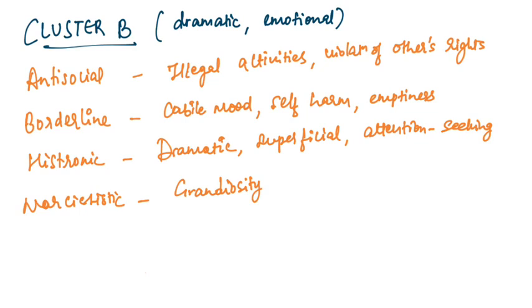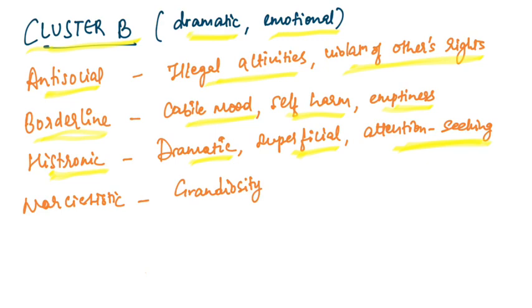Now cluster B type personality disorders are dramatic and emotional. Antisocial people do illegal activities and violate others' rights. Borderline people have labile mood, self-harm and emptiness. Histrionic people are dramatic, superficial and attention seeking. Narcissistic people have grandiosity. These are included in cluster B, dramatic and emotional.